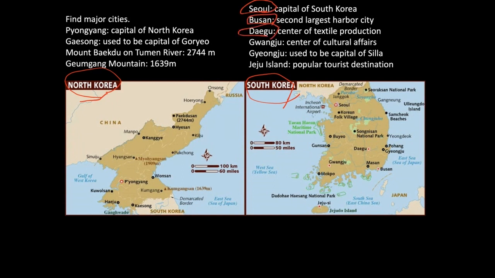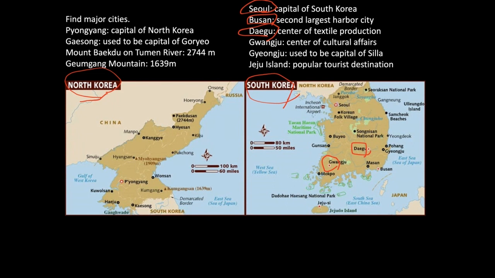Daegu is adjacent, like here, and it used to be the center of textile production. Even today, a lot of garment factories and highly professional textiles are created in this area. Silk usually comes from the Daegu area, from those provinces. Gwangju is the center of cultural affairs. It's a large city on the west side.